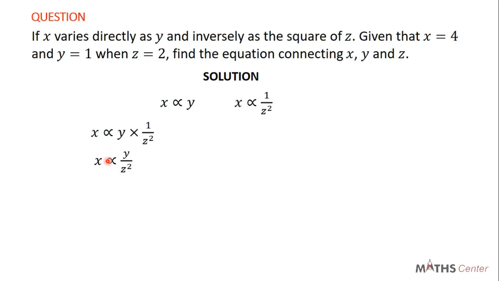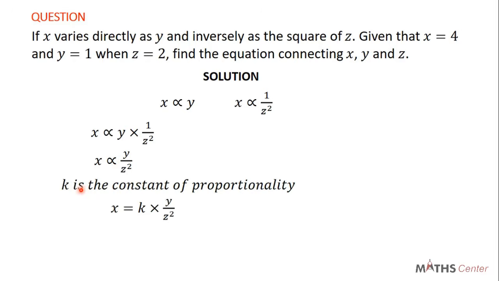We know that we have to replace this proportionality sign with an equal to sign. And to do that, we introduce a constant of proportionality. So if k is the constant of proportionality, then x is equal to k times y divided by z squared, and x is equal to ky divided by z squared. Remember, we are looking for an equation connecting x, y, and z. That means that we need to find the value of k. To help us do that, we have been given x is equal to 4, y is equal to 1, when z is equal to 2.